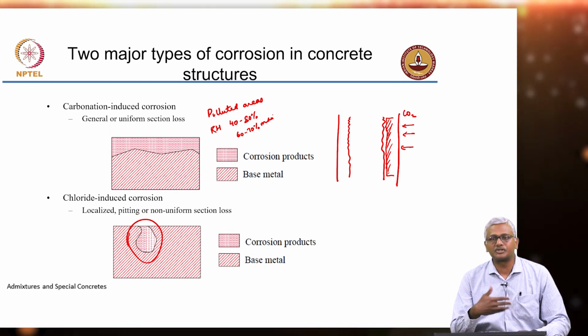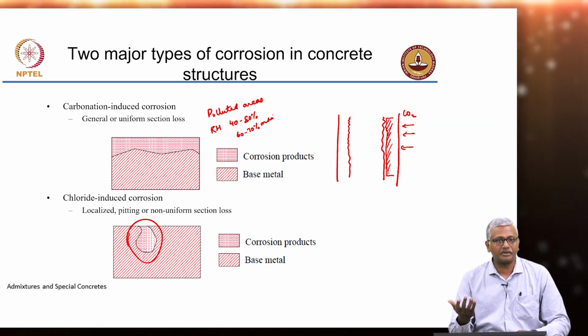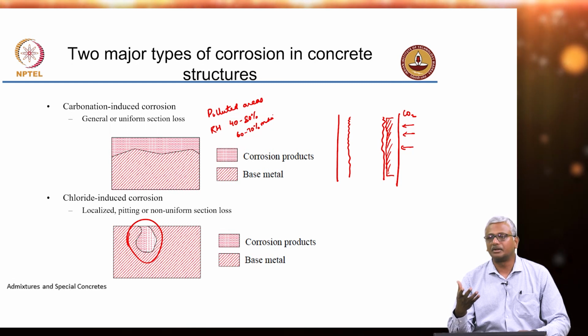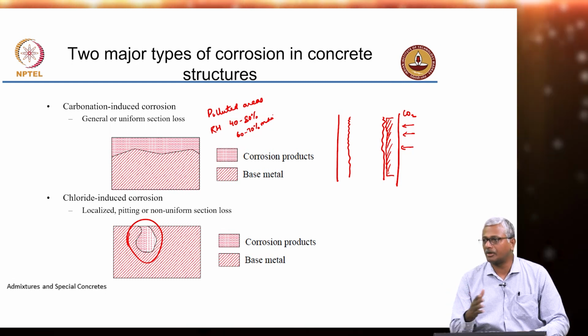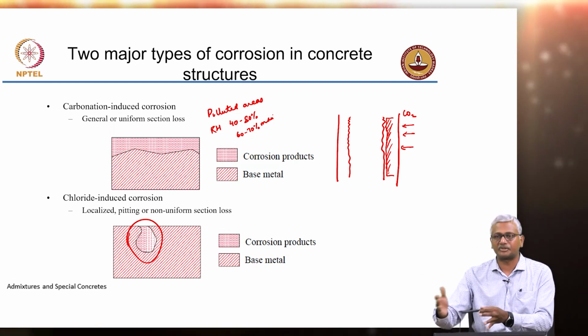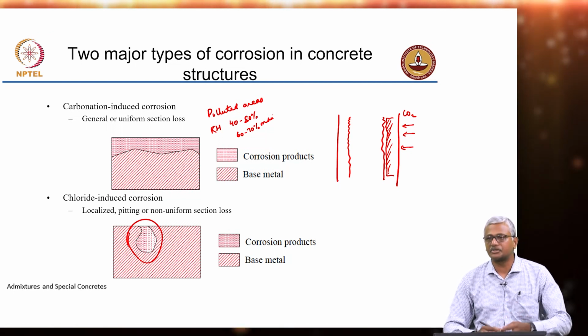In the lab, we always do this with accelerated carbonation exposure. We increase the carbon dioxide concentration and allow the carbon dioxide to move in much faster, but in reality it is much slower. What is the atmospheric composition of carbon dioxide?